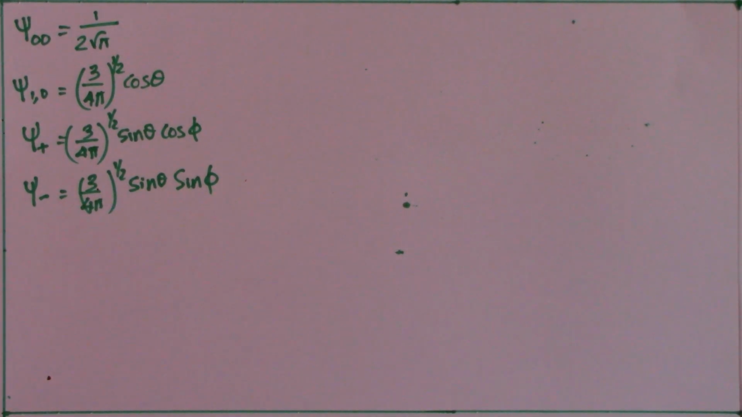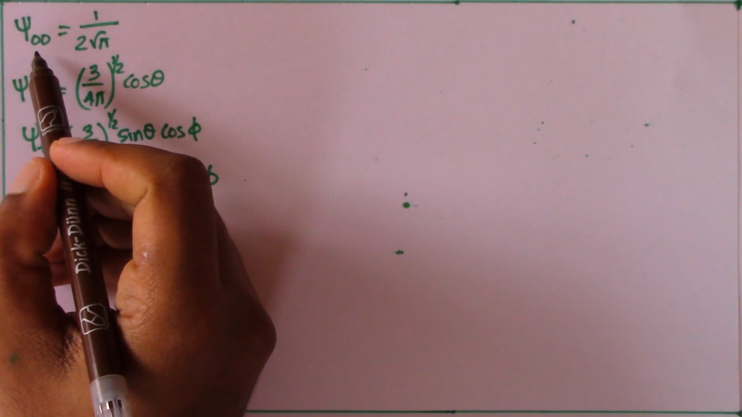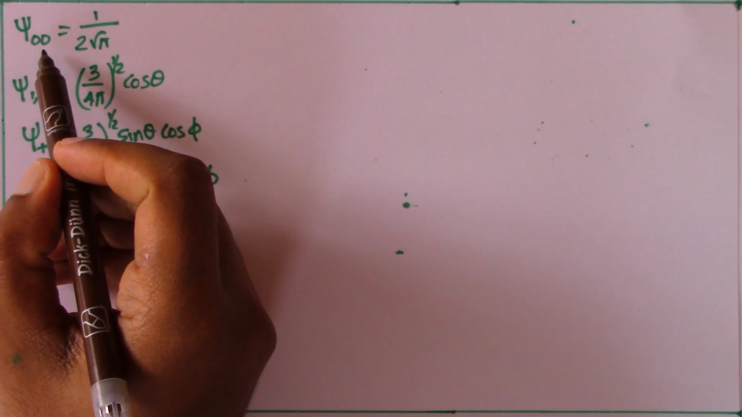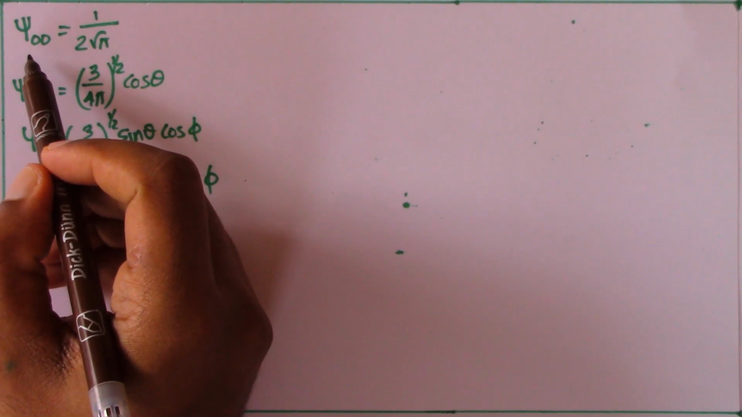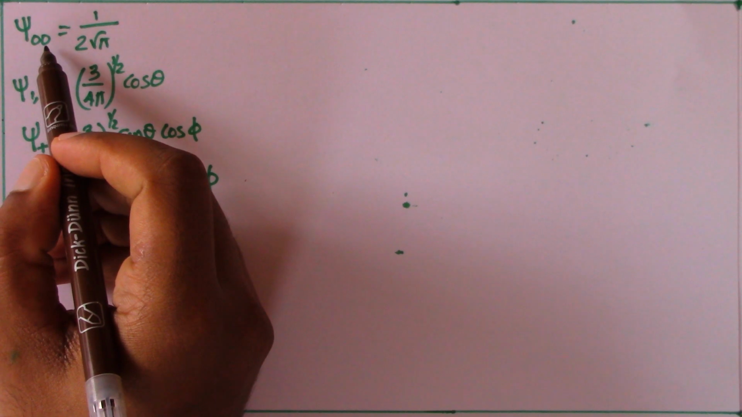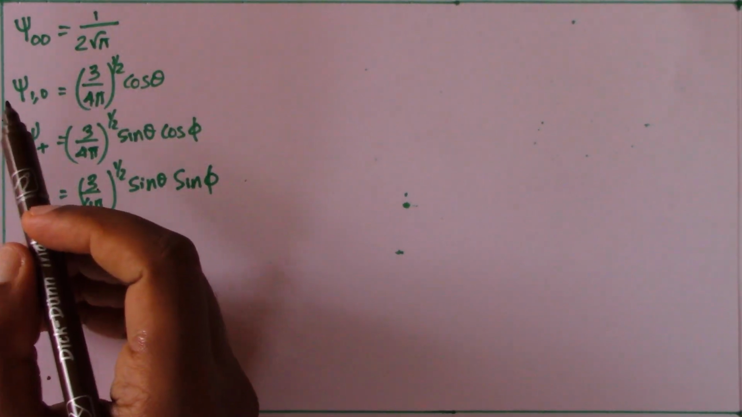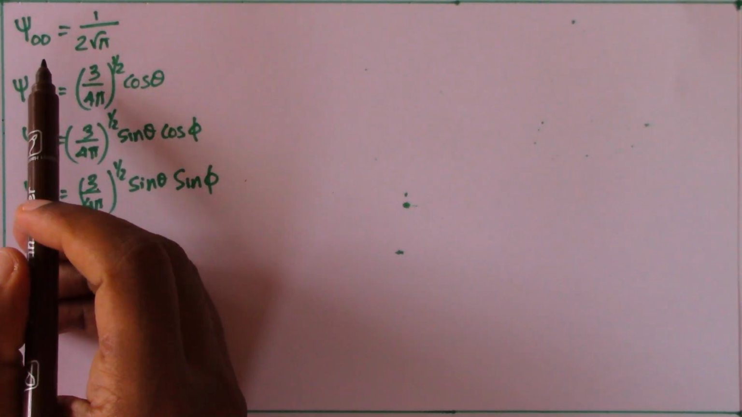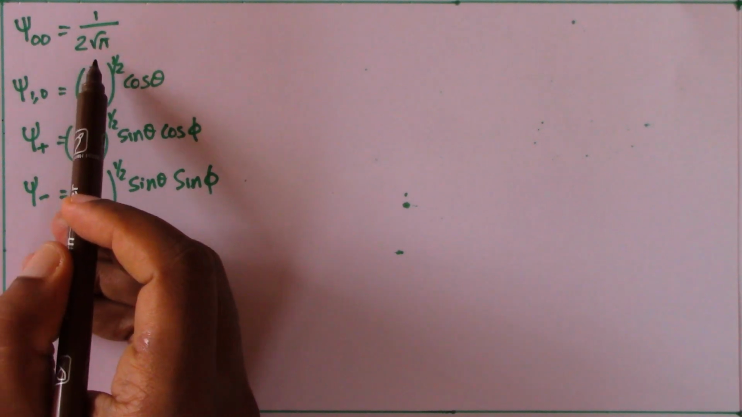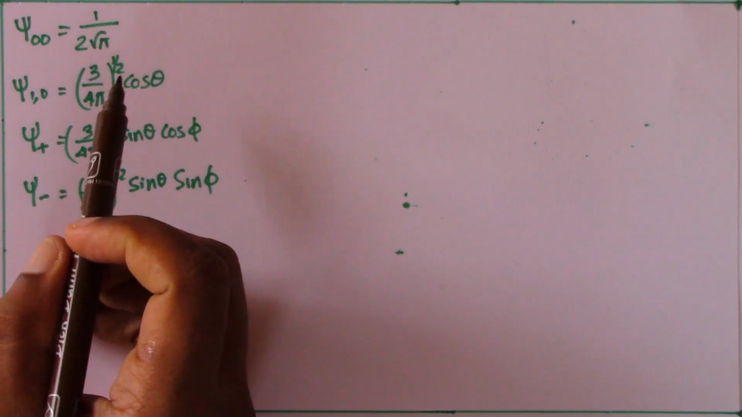So now we have different sets of complete wave functions for different sets of quantum numbers L and M, and we saw that the value for psi 0 0 represents L equal to 0 and M equal to 0. The first quantum number represents L and the second quantum number represents M. Okay, so psi 0 0 is equal to 1 divided by 2 root pi.